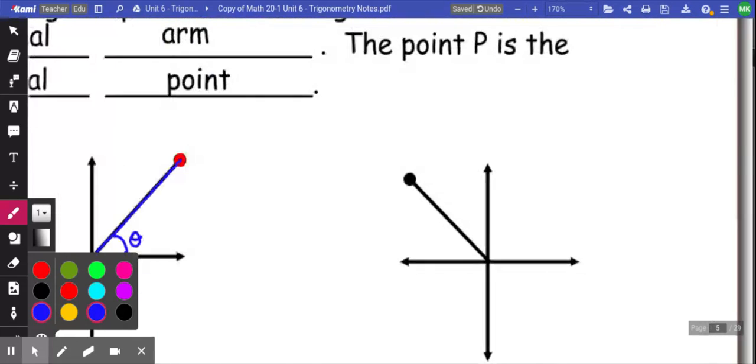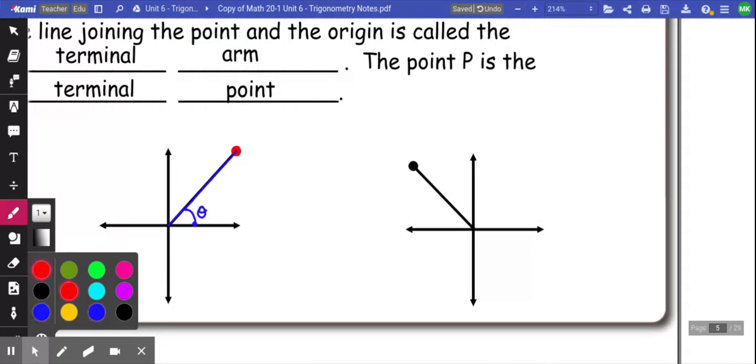So if we look here, we have another one over here. We just have some actual names for these things. So this spot out here, that's the terminal point. Honestly, we don't use that term a lot, maybe a little bit. So that's a terminal point. This line that connects the center of the graph out to the terminal point is called the terminal arm. We do use that phrase a little bit more.